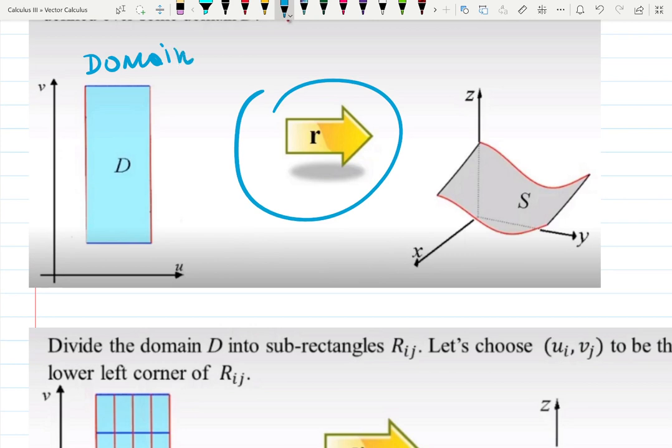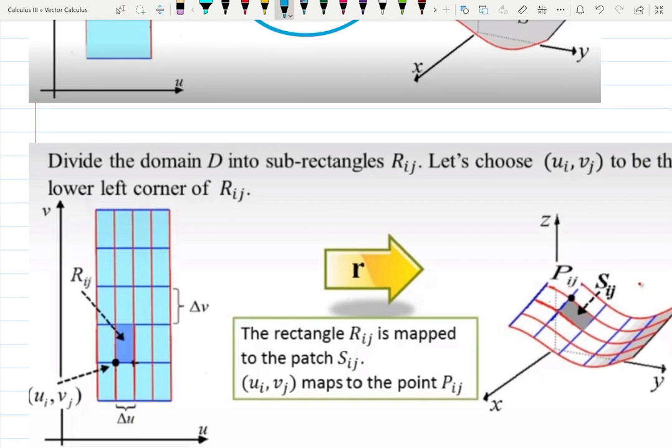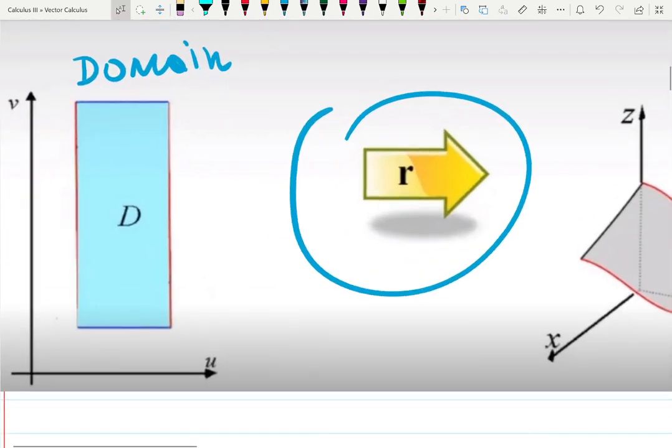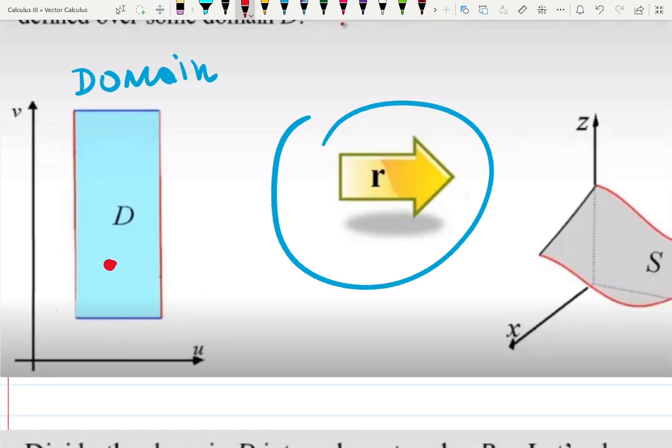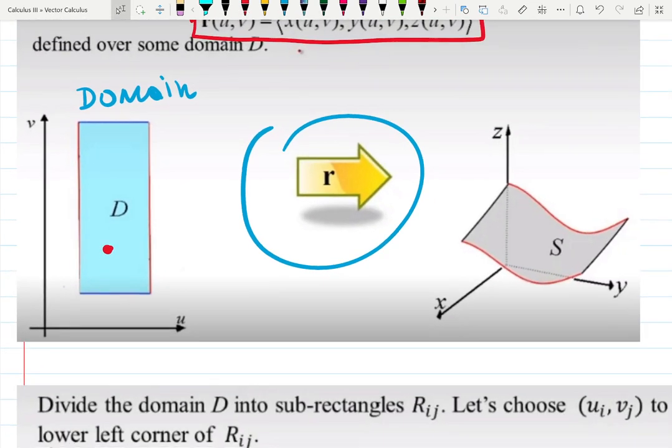Like so. That means if I find some kind of square in a domain, it will go on top of the surface. How is it working? So this point is on the floor. It's also domain in terms of u and v. So it will go on top of the surface S at some point. So I want to accumulate all those points to find the surface area.